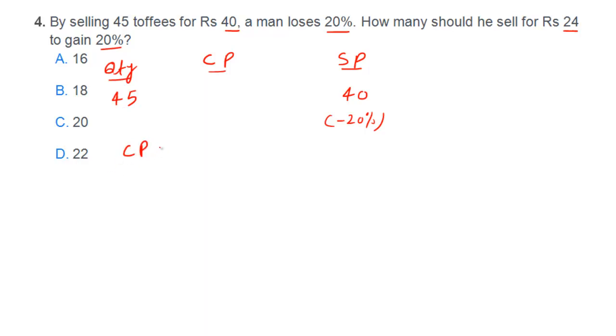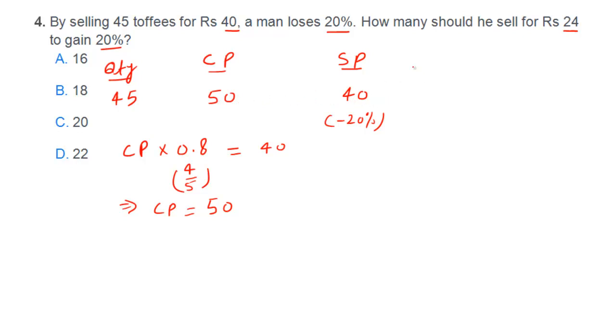CP, cost price, if I multiply this with 0.8 or 4 by 5, why am I doing that? 20% loss means 80% is remaining. So that's why I am multiplying CP by 0.8 or 4 by 5, and that should give me 40. So CP is equal to 50. That means the cost price is 50. 50 is the cost price of 45 toffees, and the selling price of 45 toffees after 20% loss is 40, right?